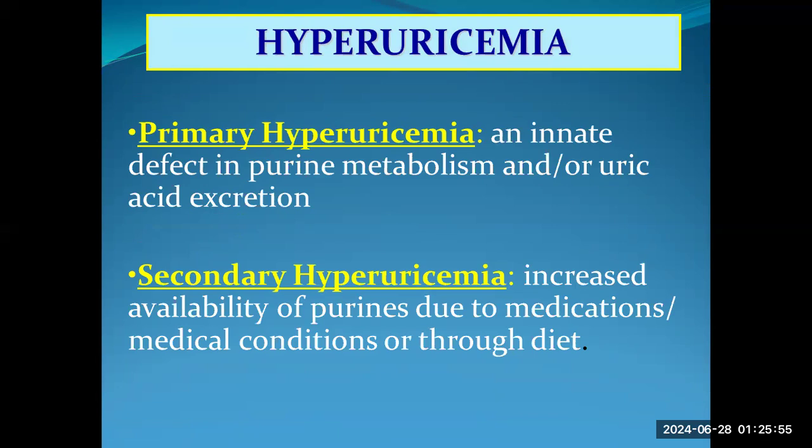Hyperuricemia has two types. Primary hyperuricemia is an innate defect in purine metabolism and or uric acid excretion. Secondary hyperuricemia is due to increased availability of purines due to medication or medical conditions or through the diet. So in both cases, that leads to the formation of excess uric acid, known as hyperuricemia.